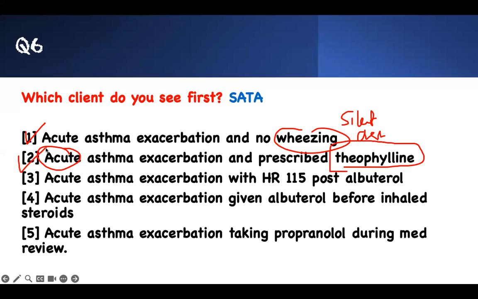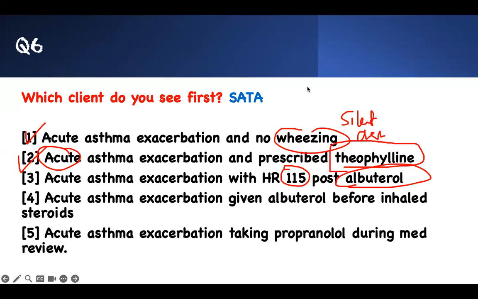Acute asthma exacerbation with a heart rate of 115 post albuterol. We already said it. Albuterol is a beta agonist. I give it to you, it will stimulate your heart. It will give you tremor, sweating, palpitations. That is an unexpected finding, but don't worry about it.